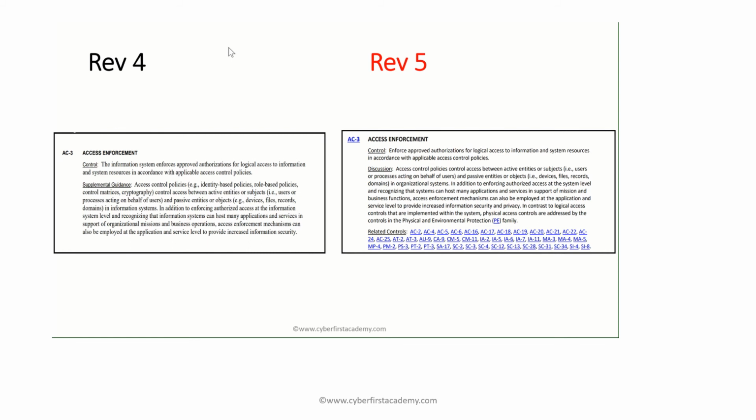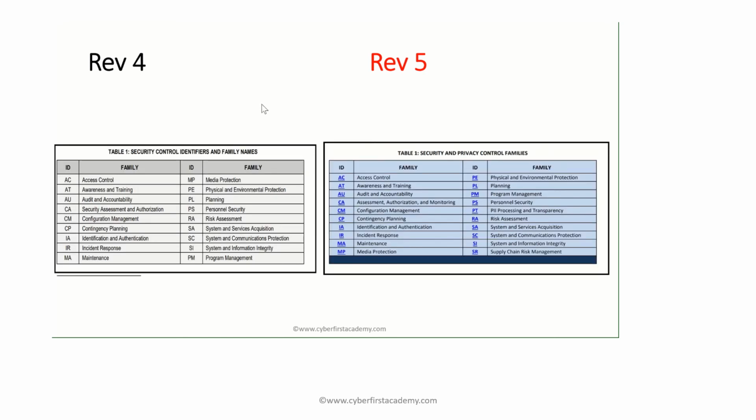And here is an example of the focused controls that I was talking about. Here it says access enforcement in Rev 4, and it says the information system enforces and so on. In Rev 5, it just goes to enforce approved authorizations, so it's more focused, more outcome focused. And here obviously is the summary table of security control families for Rev 4 and Rev 5, notably the SR and PT are the new controls, while in the CA, the word security has been taken out and the word monitoring has been added in.